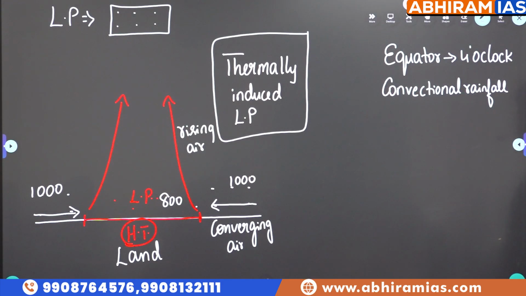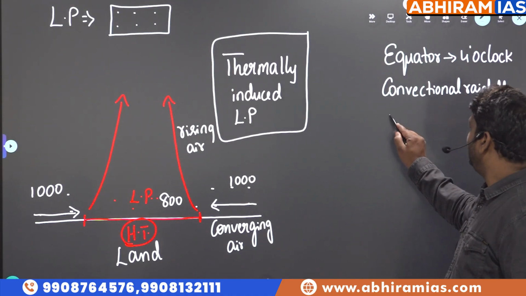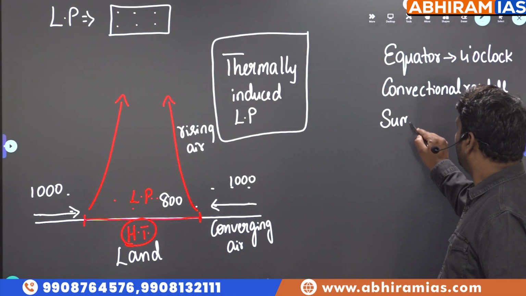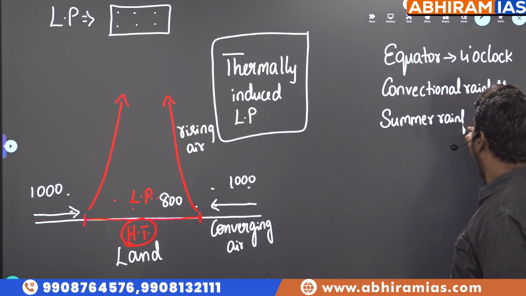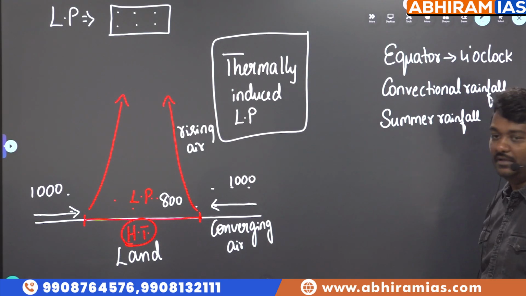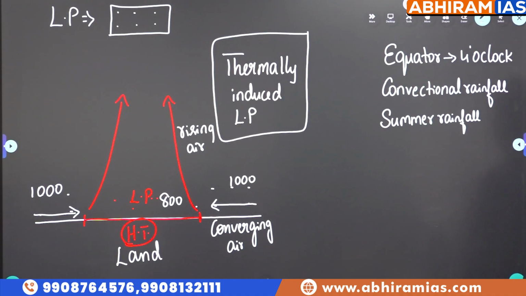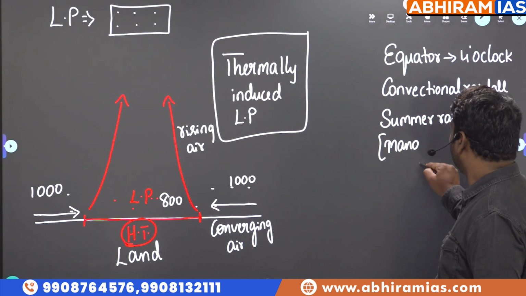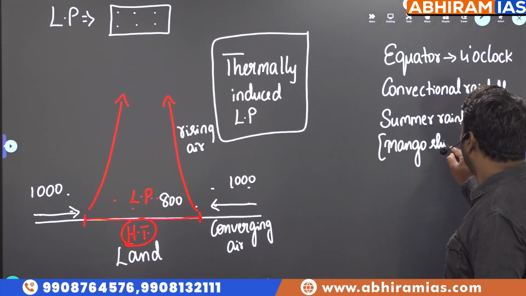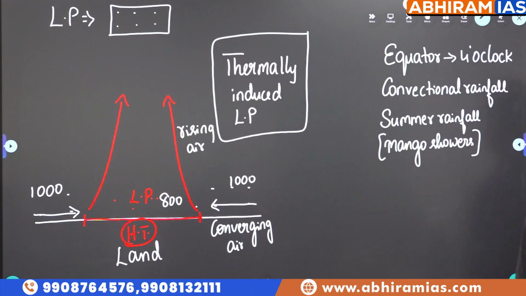Okay. Then in India, summer rainfall is due to thermally induced low pressure. Summer rainfall in India is known as mango showers. Have you heard? That is due to what? Thermally induced low pressure.